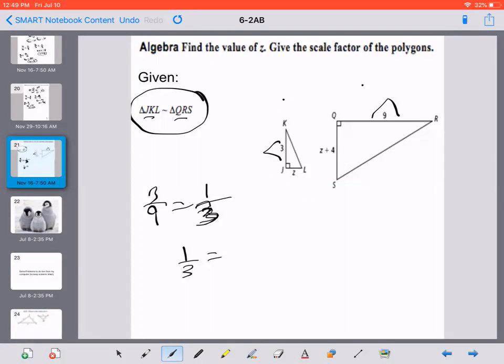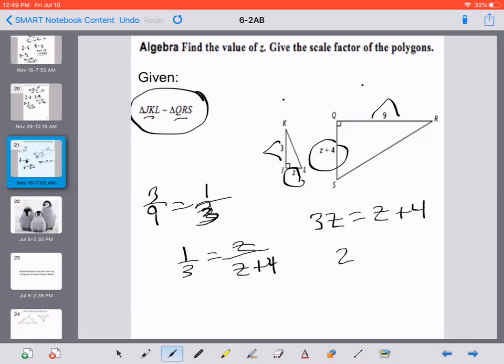And so when we're trying to compare Z, that corresponds to Z plus 4. And now we're going to use our properties of proportions to solve. Product of the means equals the product of the extremes. And then we're going to subtract Z from both sides and divide both sides by 2 to get our final answer.